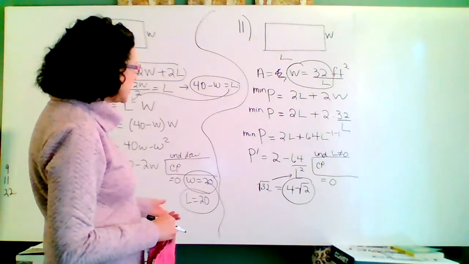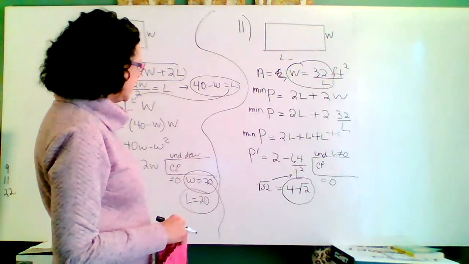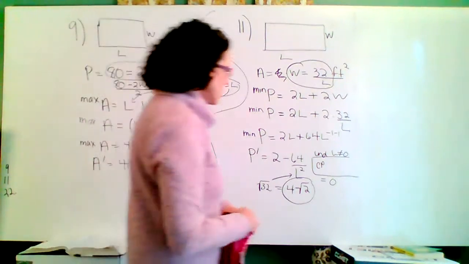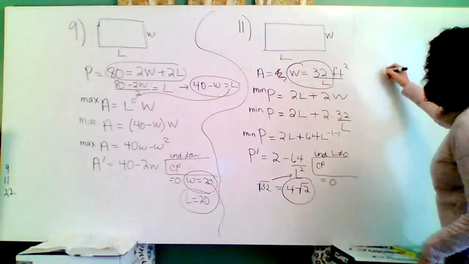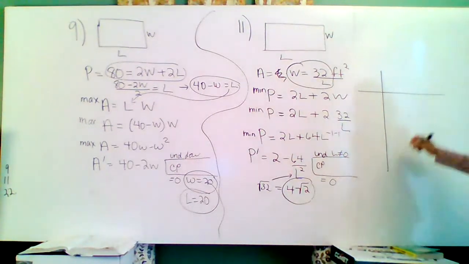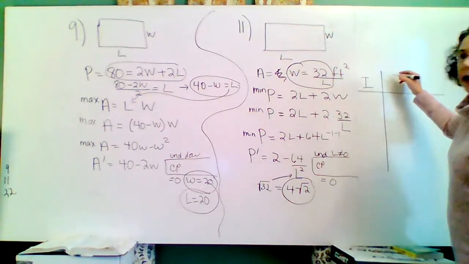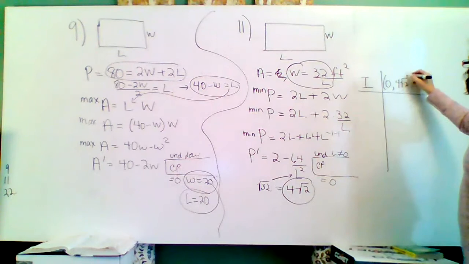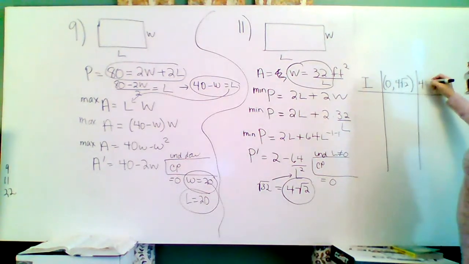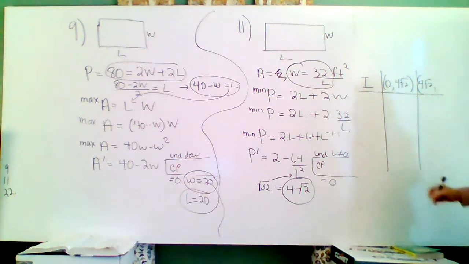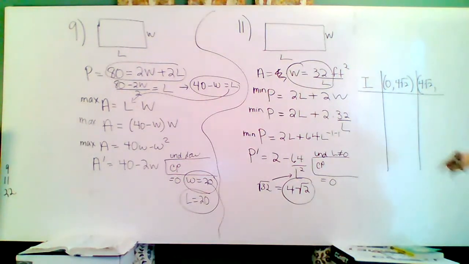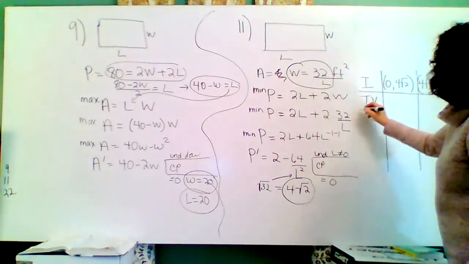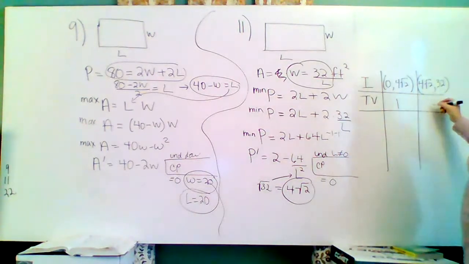Okay. Do we need to see if it's actually a minimum? Let's take a look. We haven't done that in a little bit. So that was our L, right? So our interval for L goes from 0 to 4 square roots of 2. And then from 4 square roots of 2, what's the most that L could be? It had 32 square feet, so the most it could be is 32, right? Let's do a test value. Let's call this 1 and let's call this, say, 30.